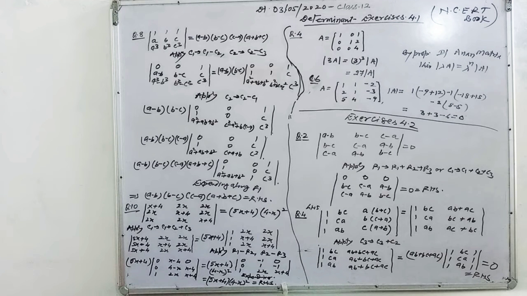Now for the second factor, 4 minus x whole square, you can apply R1 minus R2 and R2 minus R3. So in R1 subtracting R2, and from R2 subtracting R3. R1 minus R2, you will get these elements. R2 minus R3, you will get these, and R3 will be the same.